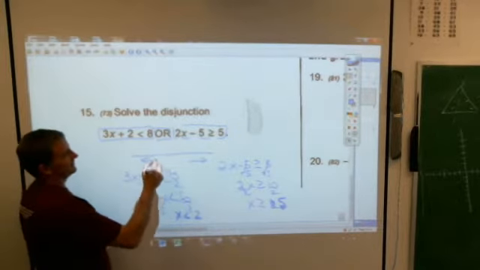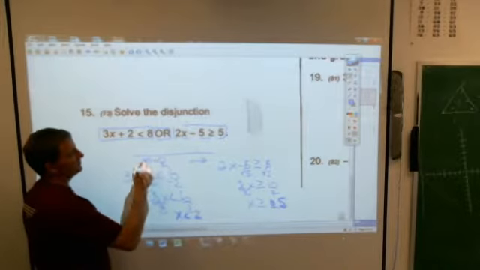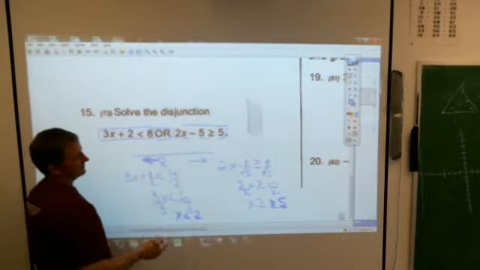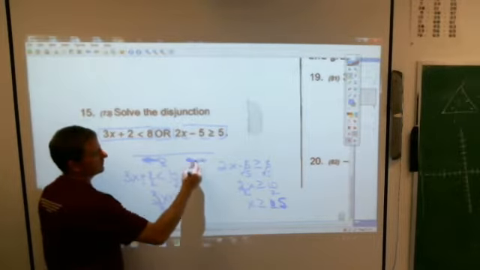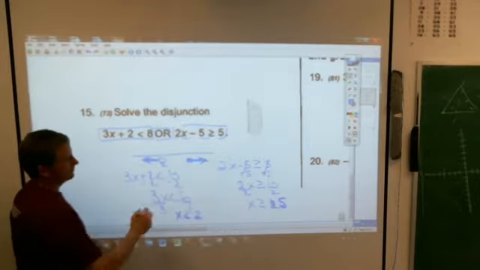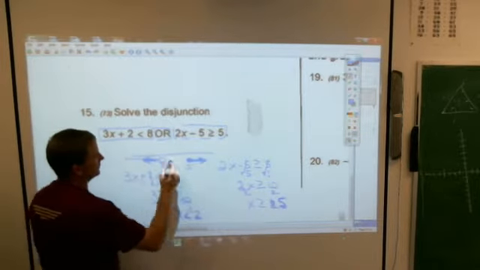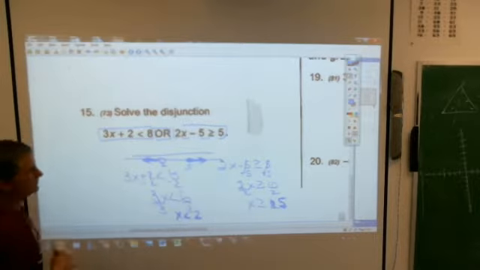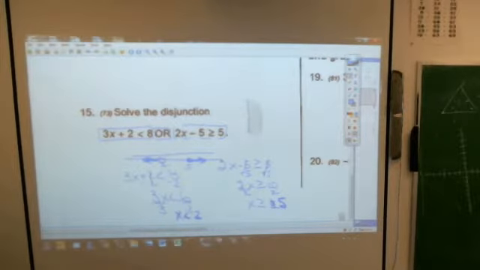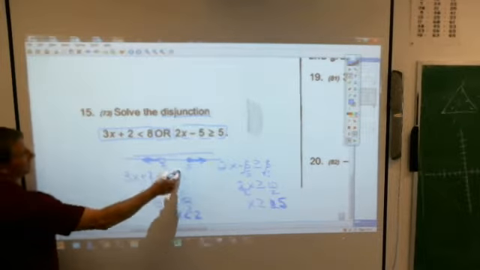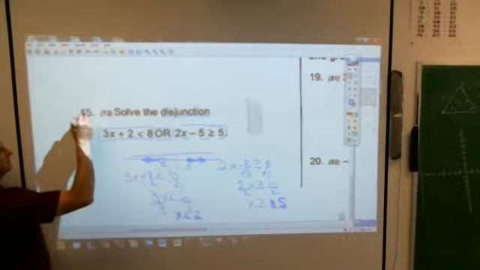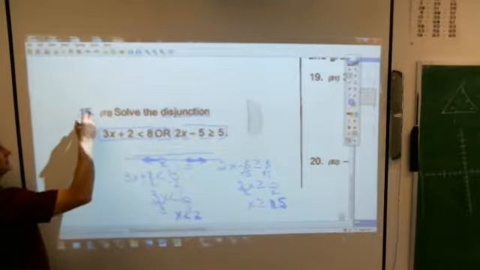x is less than 2, and or x is greater than or equal to 5 has to be colored in at 5. And you technically should probably draw a little line there. A disjunction. Dis because they're not connected, I guess. Don't be dis in that junction.